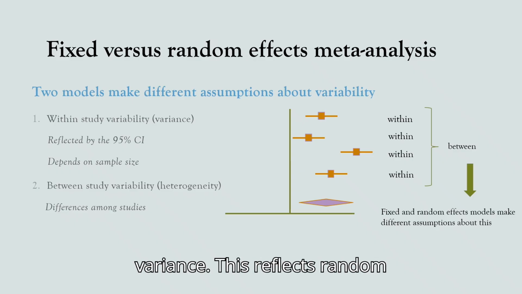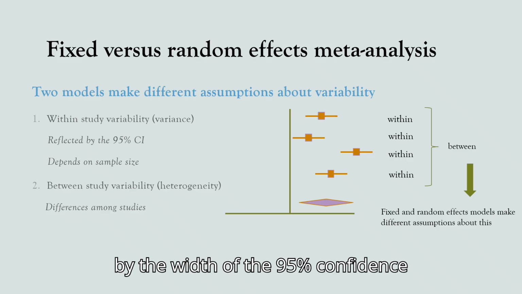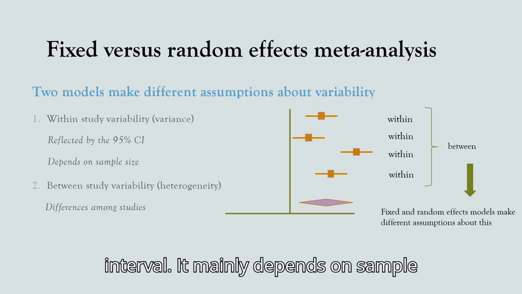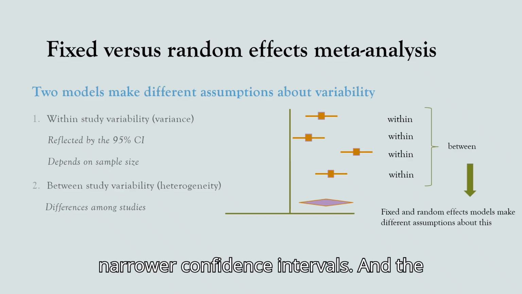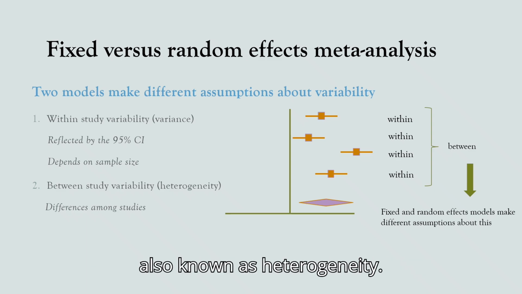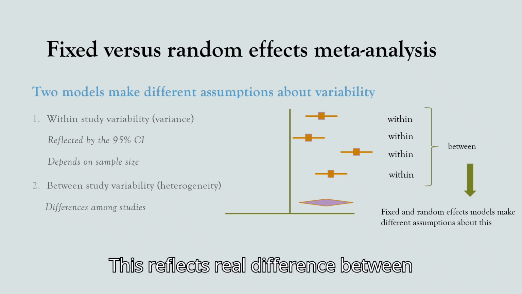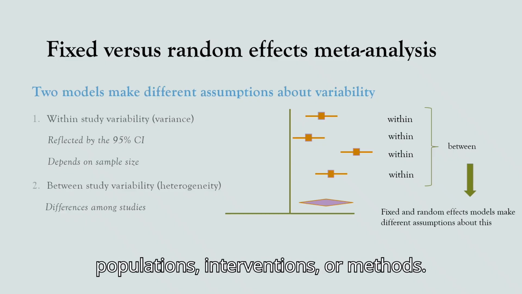This reflects random error within each study and is shown by the width of the 95% confidence interval. It mainly depends on sample size. Large studies usually have narrower confidence intervals. And the second type is between study variability, also known as heterogeneity. This reflects real differences between studies, such as differences in populations, interventions, or methods.